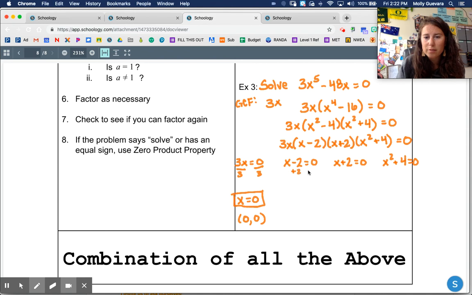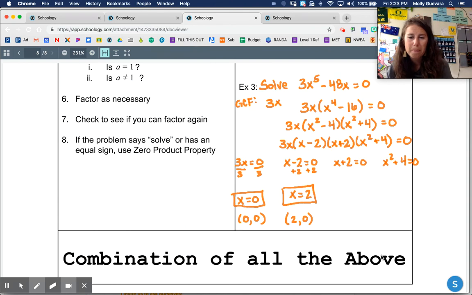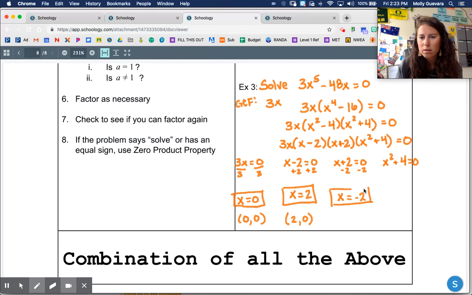Second one, if I solve for x, right, we can add 2 to both sides. And I get x equals 2. So it also crosses the x-axis at 2, 0, right? Because my x value is 2 and 2 comes first. My third one, if I subtract 2 to both sides, I get x equals negative 2. So it also crosses the x-axis at negative 2, 0.